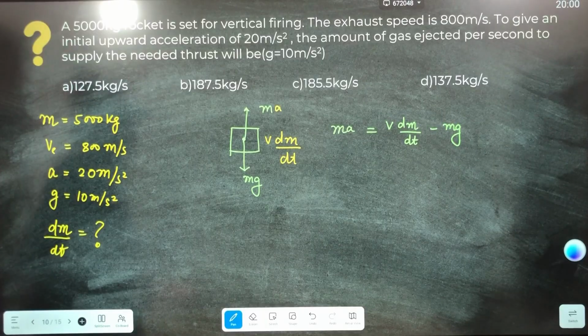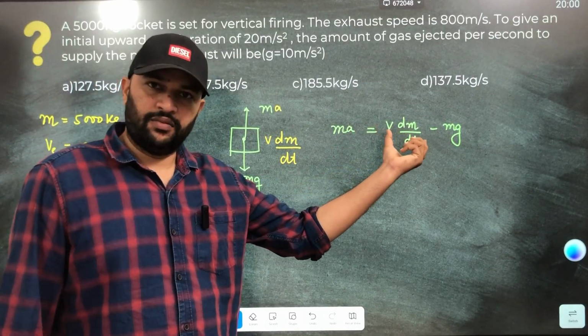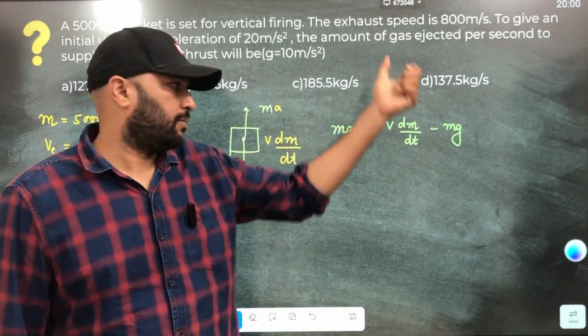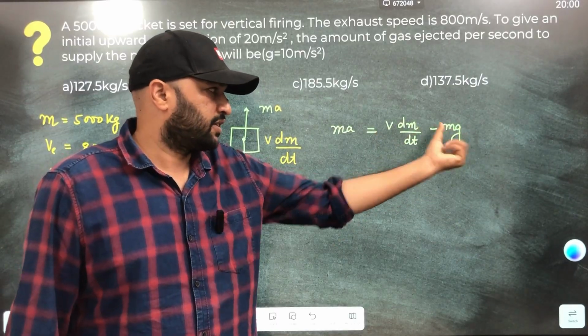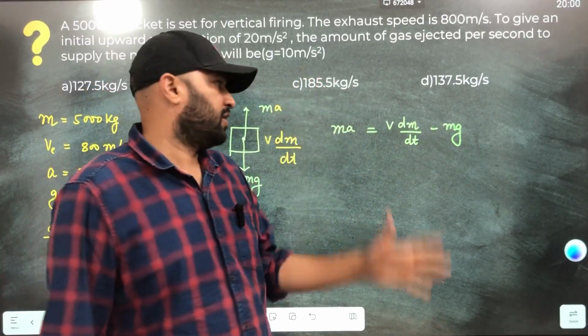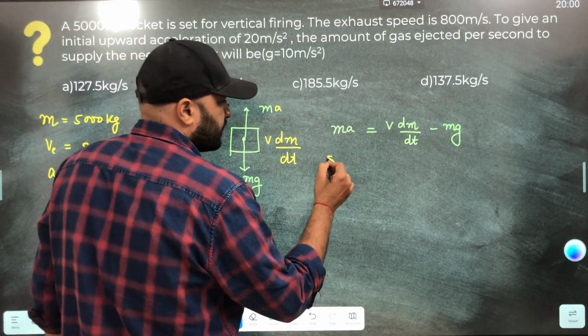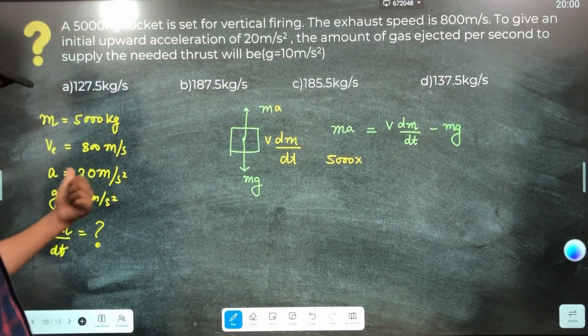I hope this is clear. You got the equation? Let me explain once again. This is something which is making it go up. The fuel is burnt and making it go up. This is something which is pulling it down, the weight. And when it overcomes this, then only there will be resultant mass times acceleration in the rocket, right? So what is our m? M is 5000. What is the acceleration of the rocket? Acceleration is given here, 20.